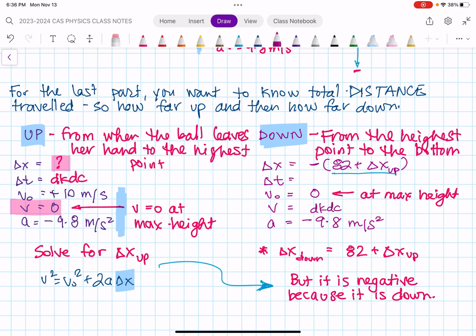Oh, actually, you don't even need to do anything here. As long as you know the up, this is totally unnecessary. As soon as you know the answer for the up part, you can just plug it in over here and then add it all together, and that should give you the answer. Okay? I hope that helps.